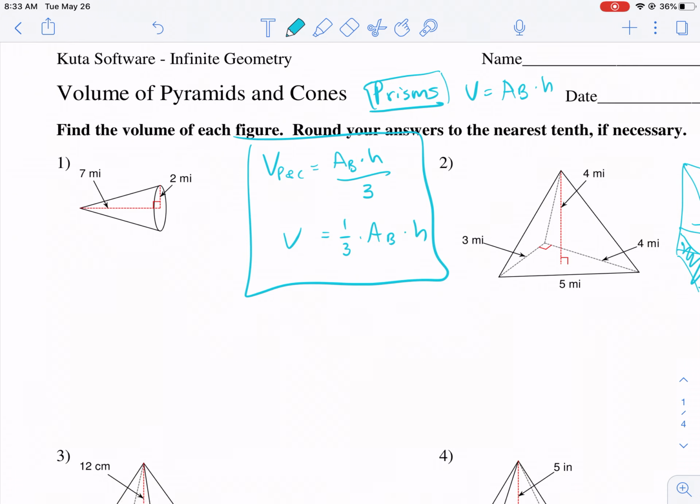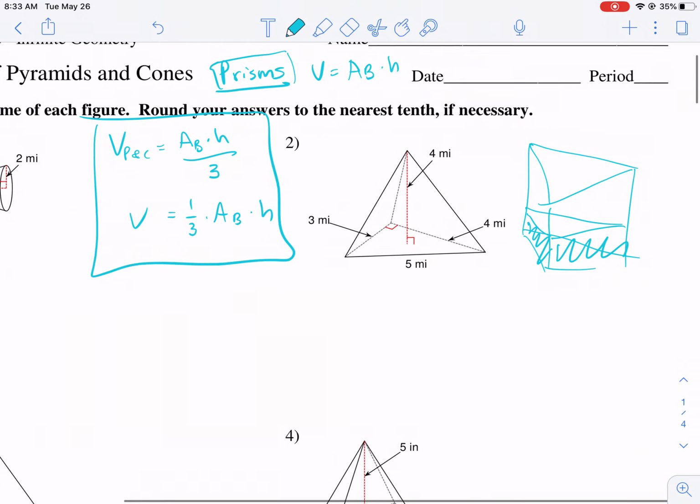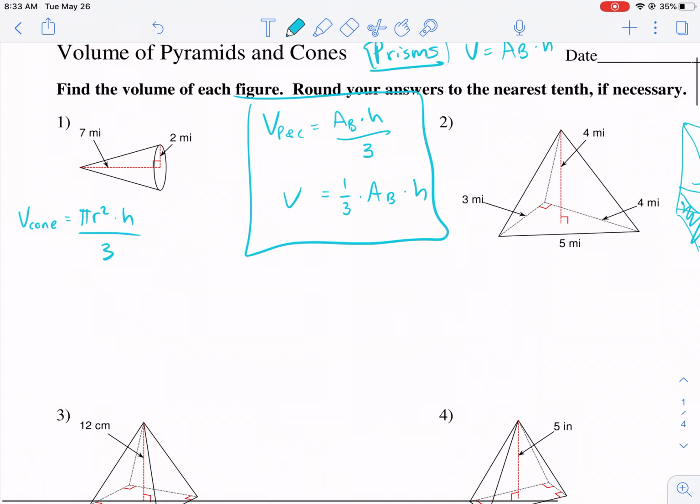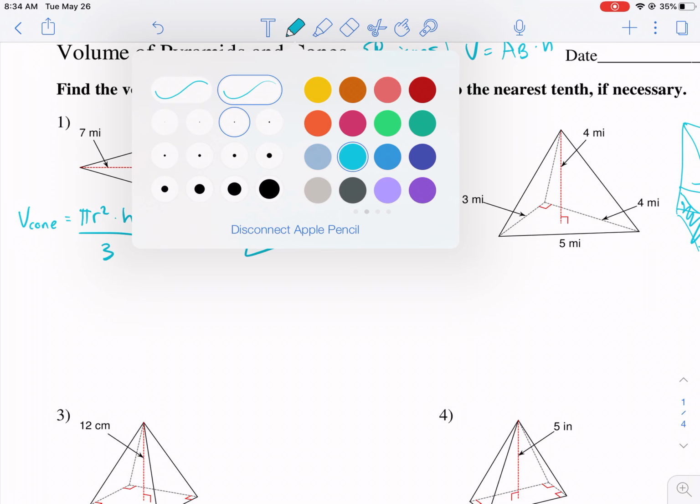Now for a cone, the area of the base is going to be pi r squared. So we multiply that by the height and divide by 3. For pyramids, we'll need to figure out the area of the base and then proceed from there. So let's go ahead and start with our first one, number 1.